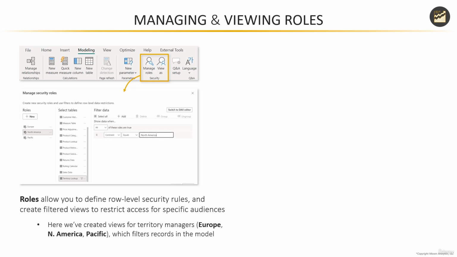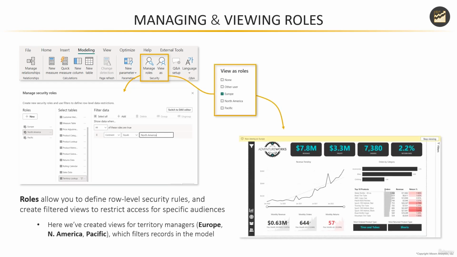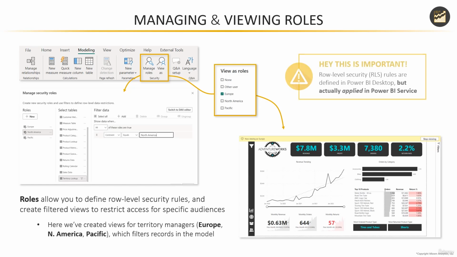Now, once you've defined those roles, you can actually view your report as if you were granted those specific permissions. So in this case, we're viewing the report as if we were a user assigned the Europe role. Another important comment here: row-level security, or RLS rules, are defined here in Power BI Desktop, but they're actually applied in Power BI Service. So Desktop is where we're defining the logic and configuring these roles, but Service is actually where we assign users to these roles to actually enable row-level security.